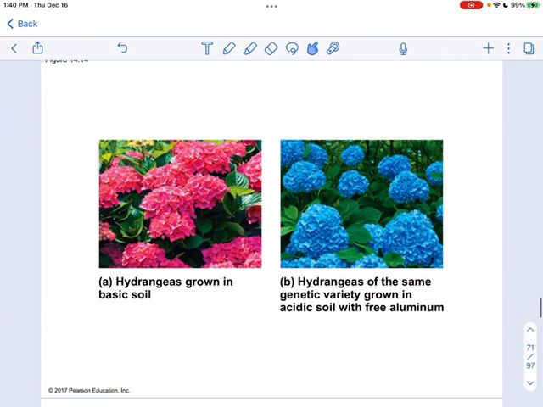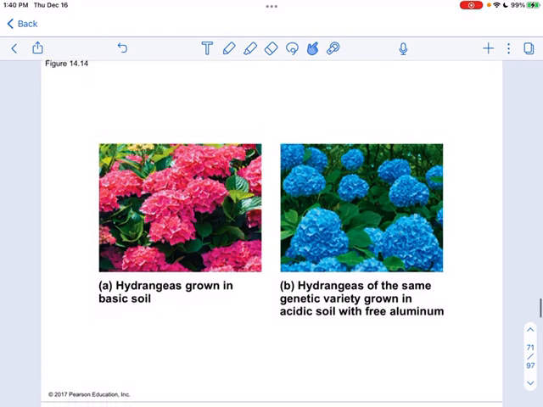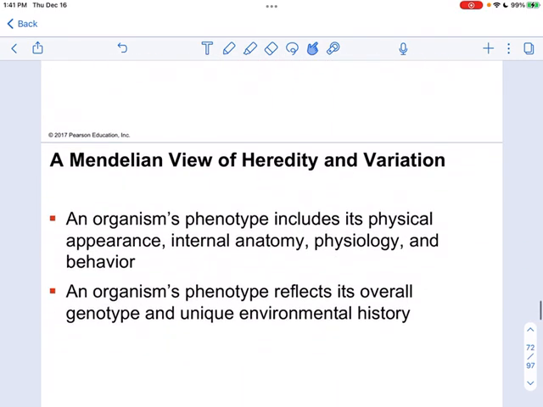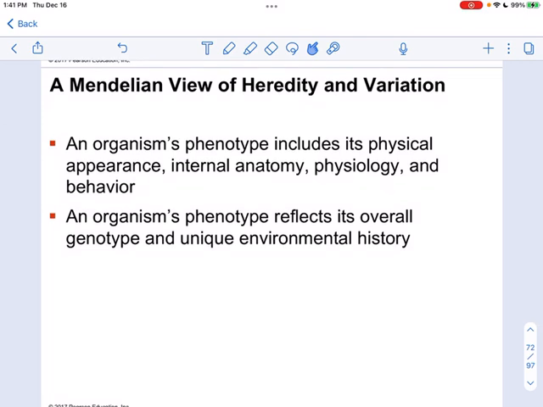They are the exact same in terms of their genetic makeup, right? There's no difference in genetic makeup between the hydrangeas on the left and the hydrangeas on the right. But because of their different environments, it caused different phenotypes to develop. An organism's phenotype includes its physical appearance, its internal anatomy, its physiology, and its behavior.